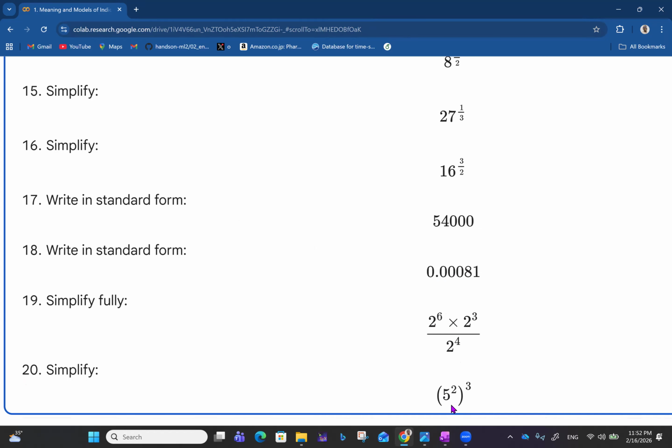And then to simplify this, you have 5 raised by 2 raised by 3. That's 5 raised by 6. And that's it. So with this, I come to the end of this interesting video on the meaning and models of indices.